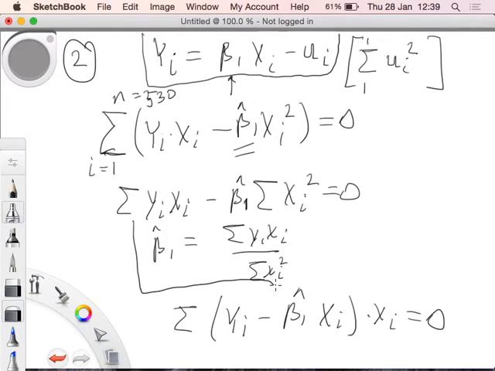And this would be our solution. That's our estimator. If you have yi and xi, just take the product and sum them up across i's and divide it by the sum of squared x's. And this gives us the beta 1 hat.